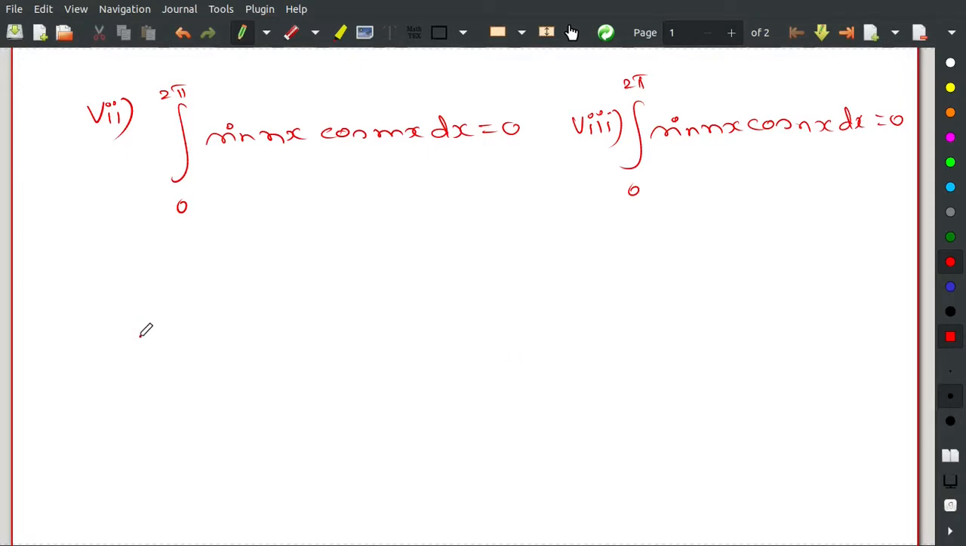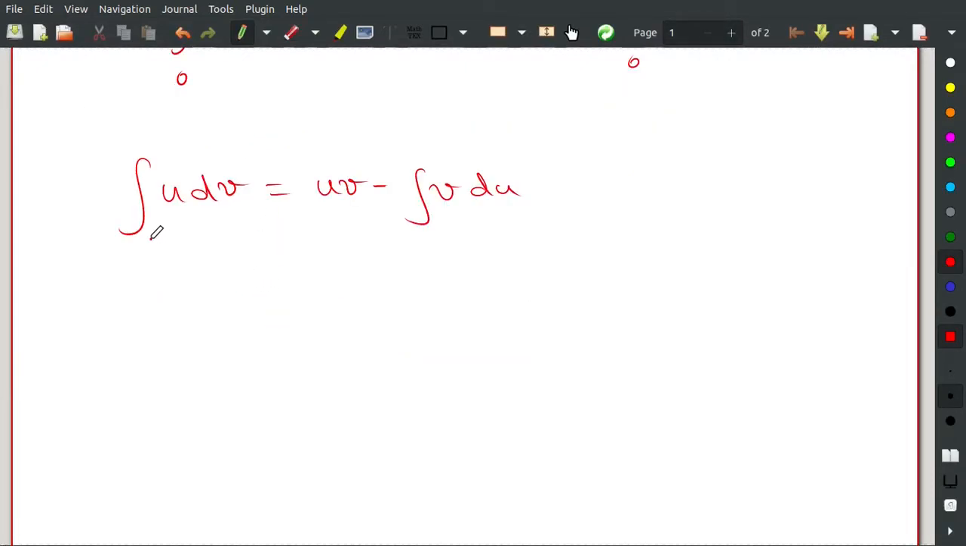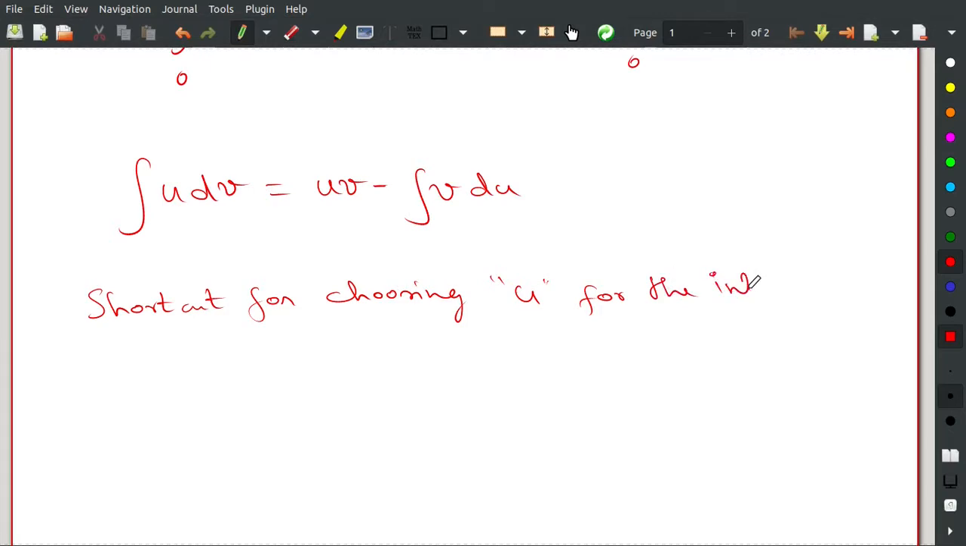Apart from this, we will also come across this integral very frequently, that is, an integral of the form u dv. So what's the form for integral u dv? It's uv minus integral v du. So whenever you come across an integral of this form, integral u dv, you have to choose u and dv by yourself. There is a trick to choose which of the two functions is u. So let me write the shortcut for choosing u for the integral u dv.